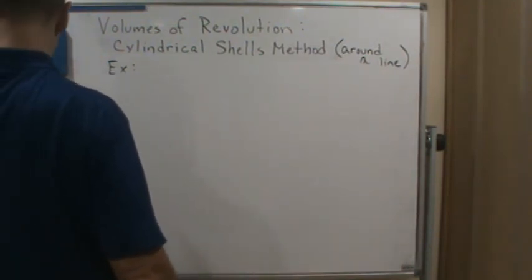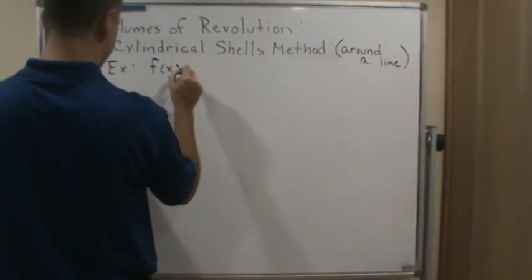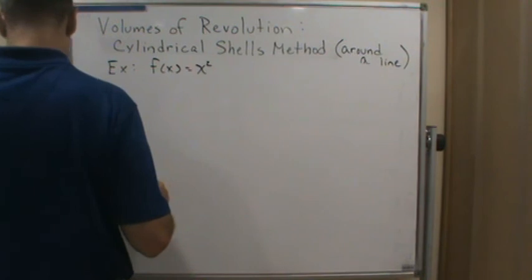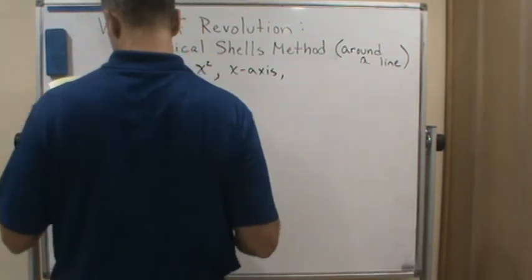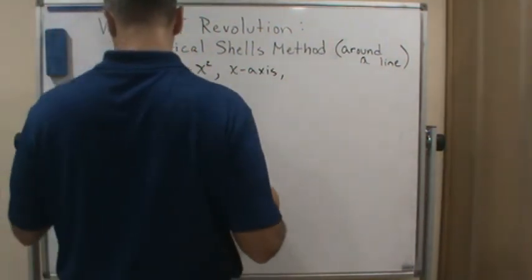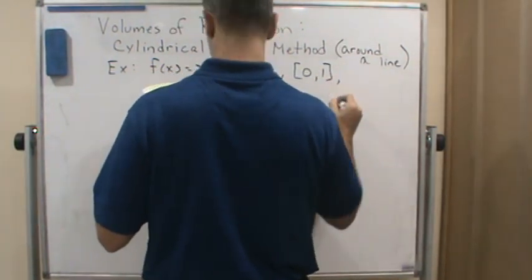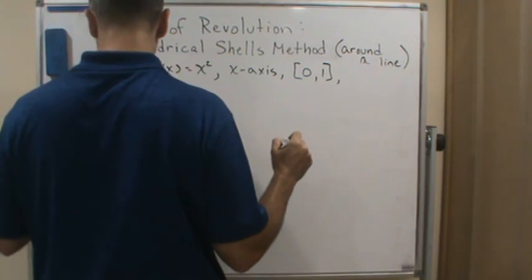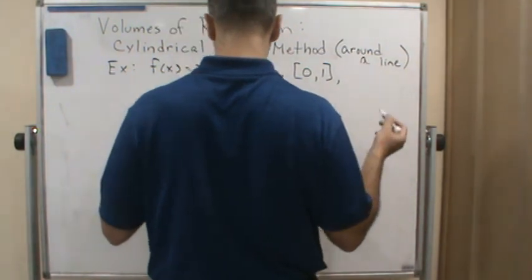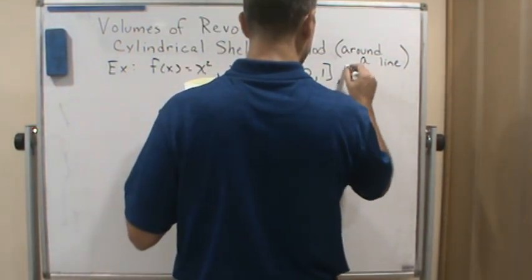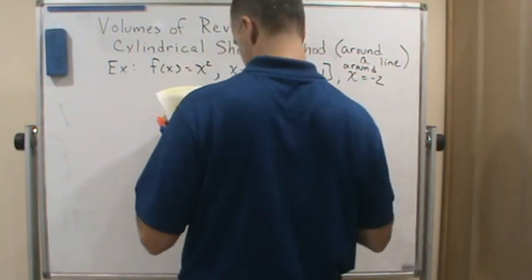It says define R as the region bounded above by the graph of f of x equals x squared and below by the x-axis over the interval from 0 to 1. And they want to find the volume of the solid of revolution formed by revolving R around the line x equals -2. So around x equals -2.